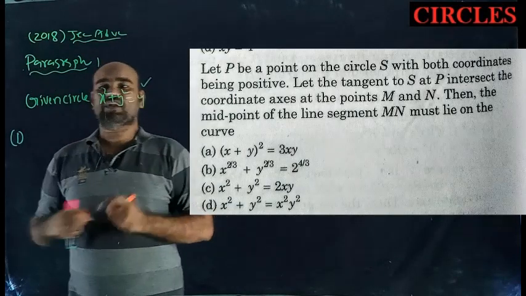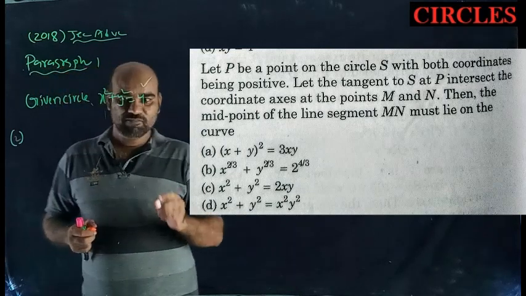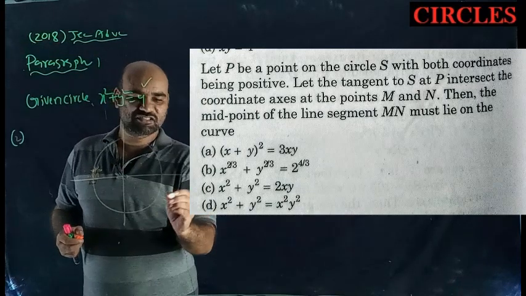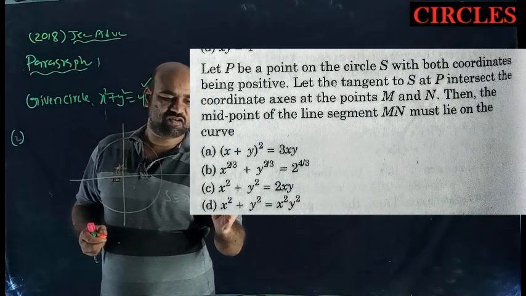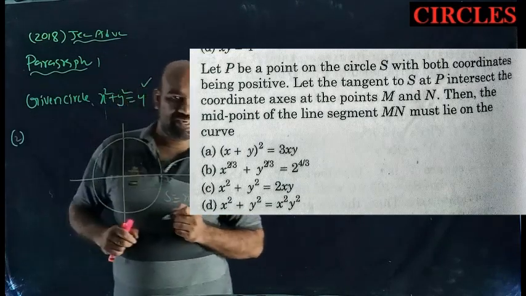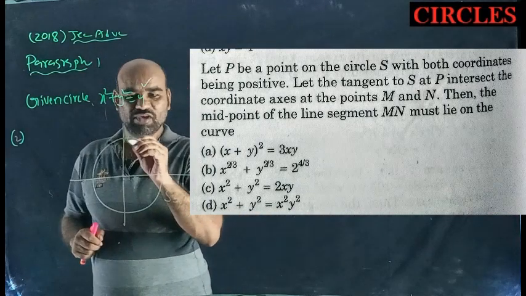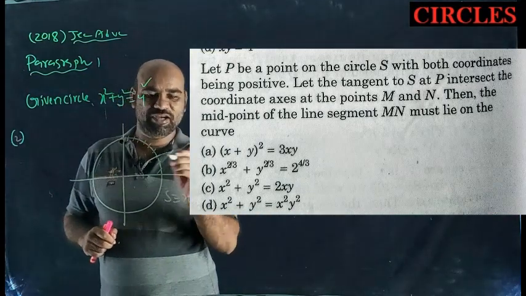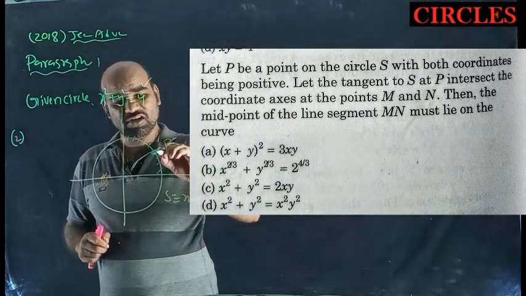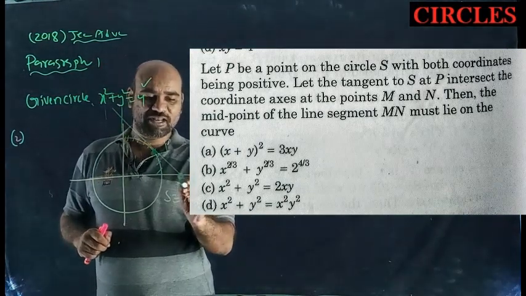Okay students, this is a paragraph question. In the paragraph question, the first question is completed, and the second question is based on the circle only. Actually this is the circle S: x² + y² = 4. Now on this circle a point P is taken so that both coordinates are positive, meaning somewhere on this arc you take the point P. For example, here point P is taken. Through that point P a tangent is drawn, which intersects the coordinate axes at M and N.